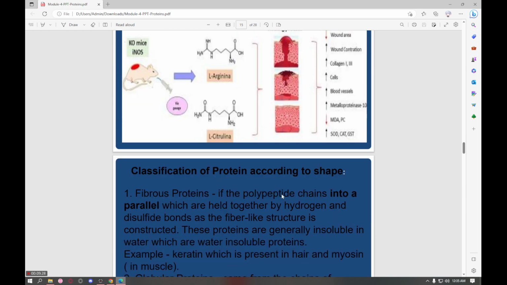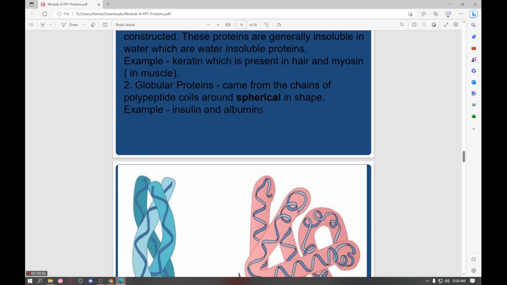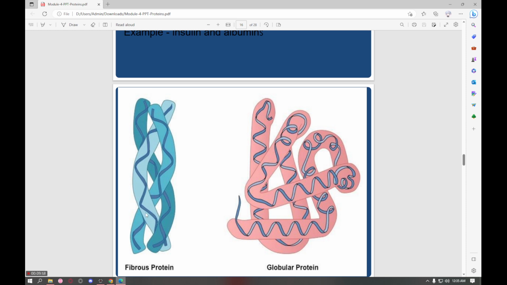So these proteins are classified according to shape into two. These are your fibrous proteins, and the other one is the globular proteins. When you say fibrous proteins, these are made of parallel polypeptide chains, because protein is made of polypeptide chains. So the polypeptide chains in fibrous proteins are parallel, while your globular proteins are spherical. Look at this: this one is parallel, and the other one is globular.